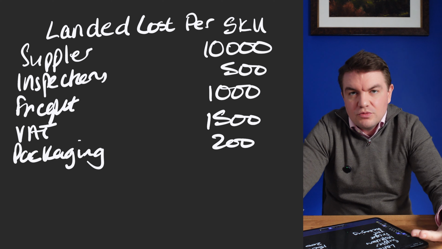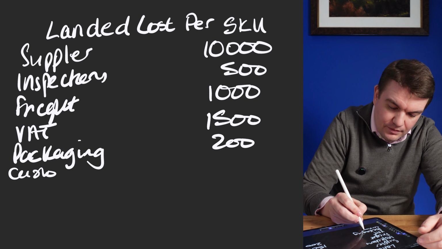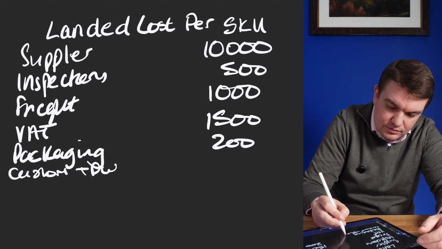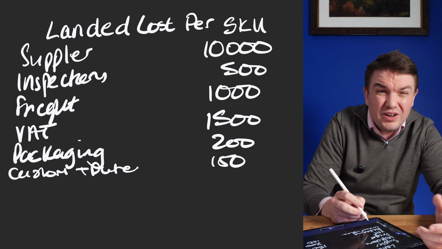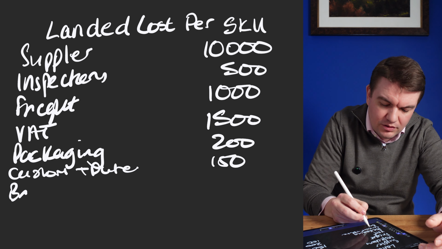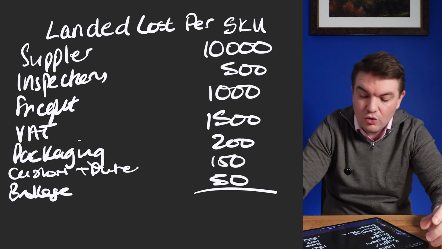And then you've got customs and duties. £150. And then finally, something like brokerage fees. Maybe you had to talk to a broker to get that, and that was £50. So altogether, that's cost me £14,400.